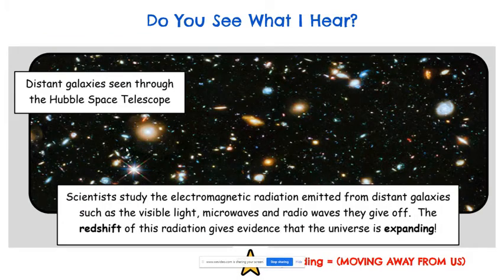Okay, so distant galaxies seen through the Hubble Space Telescope. This is something that you can't see with your own eyes. You have to have special equipment like the Hubble Space Telescope. So they study this electromagnetic radiation emitted from distant galaxies, such as the visible light, microwaves, and radio waves they give off. The redshift of this radiation gives evidence that the universe is expanding. So it's getting bigger and bigger because we're discovering more things moving away from us.